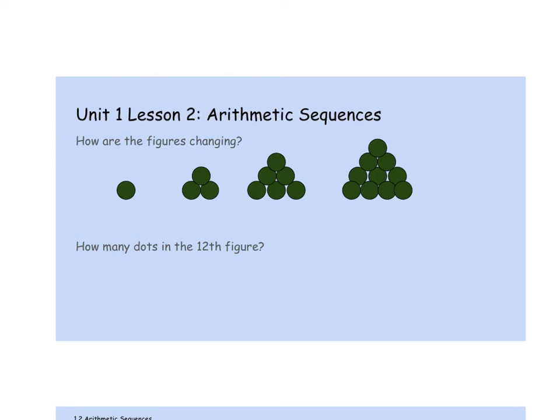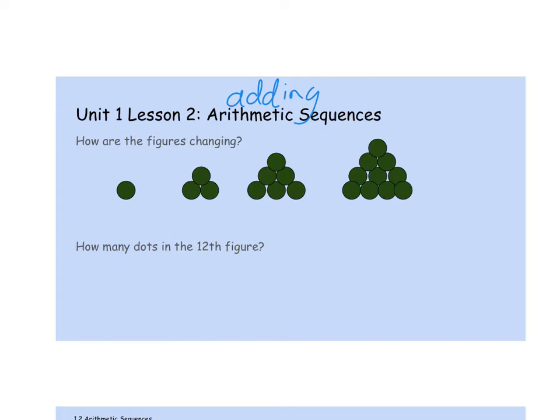Hey, welcome to Unit 1, Lesson 2. This is going to be all about arithmetic sequences. And if you watched that little intro video before this, you hopefully remember that arithmetic sequences were adding a constant number, or subtracting if you think about adding a negative. So I just want to do a quick warm-up here, just noticing some patterns.